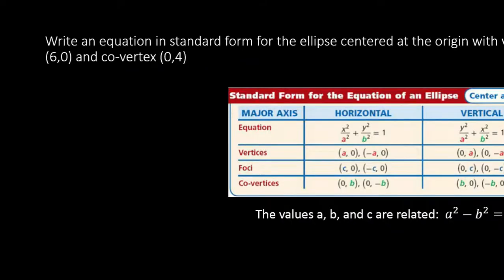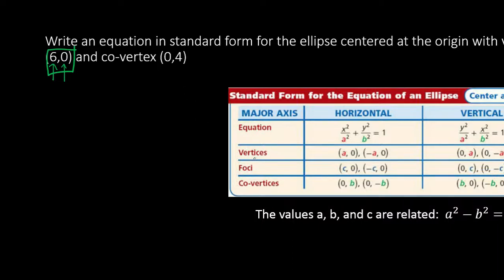Let me show you what I mean. So let's say they ask us to write an equation in standard form for the ellipse centered at the origin with vertex (6, 0) and co-vertex (0, 4). So we use our table to help us out. Let's note a few things. So first of all, notice that our vertex (6, 0) has an x value but then has y as 0. So this is going to tell us whether we're working with horizontal or vertical.